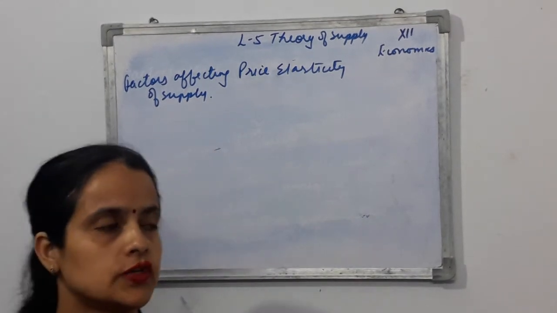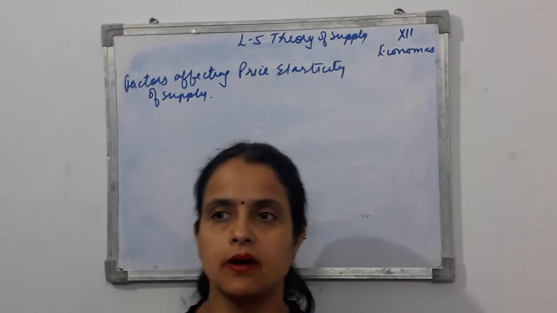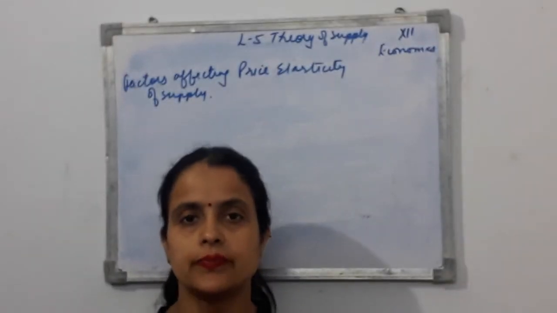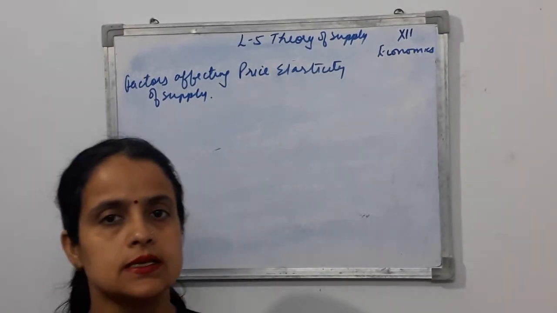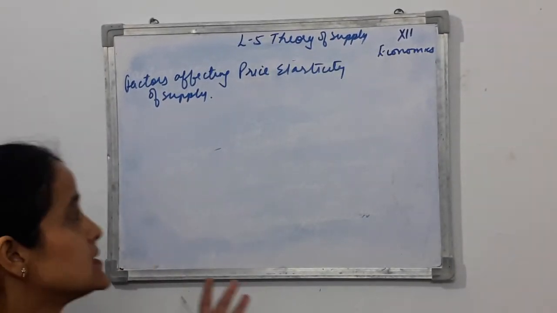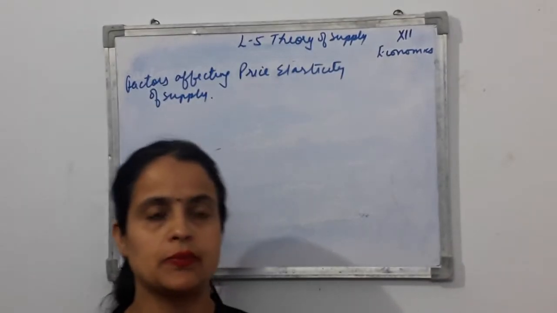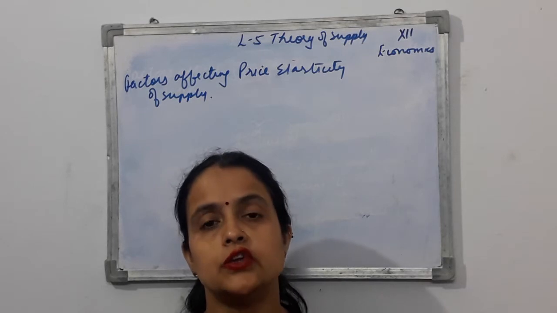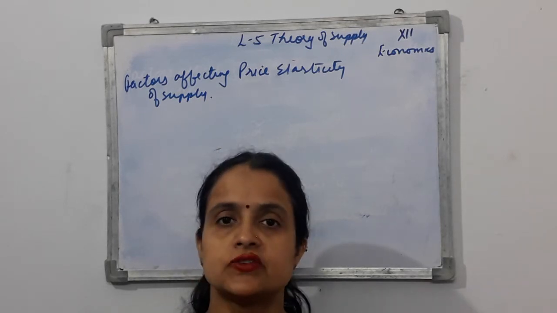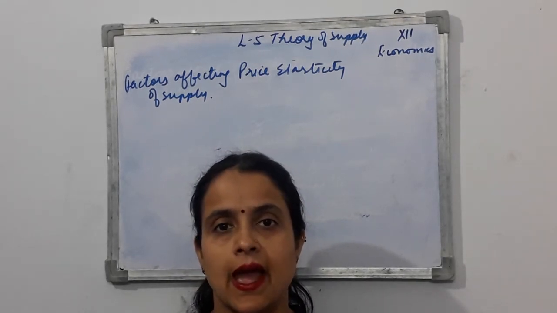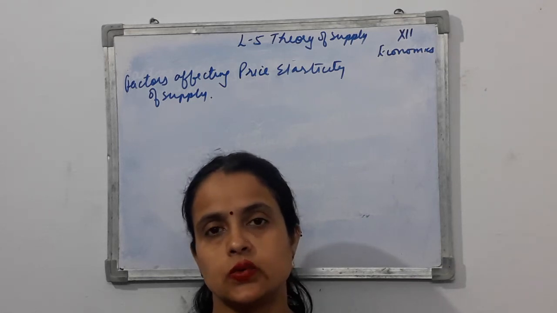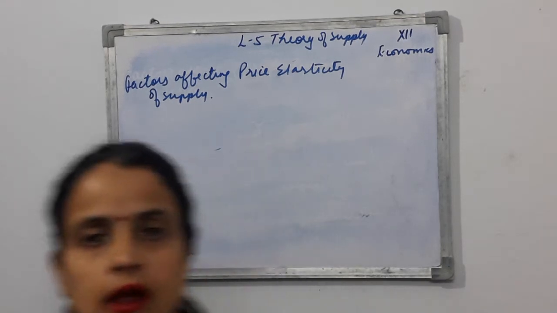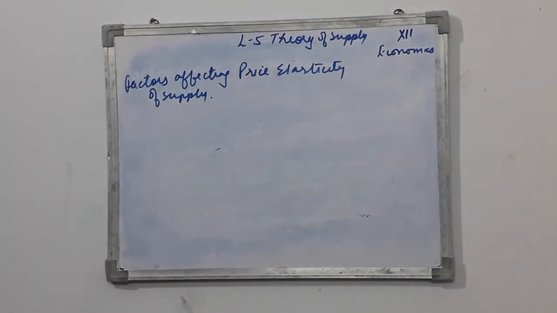And children, today we'll be doing the last portion of lesson number 5, that is theory of supply. So today's last topic is factors that affect price elasticity of supply. We all know that price elasticity is the responsiveness of change in supply due to the change in its price. When the price changes, the supply changes, and the measurement of this change is known as what? Price elasticity of supply. So we'll be moving forward with it.